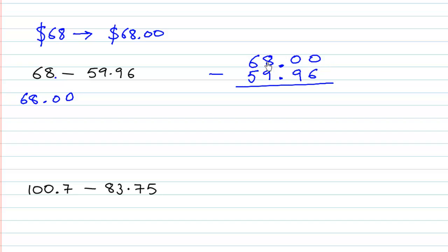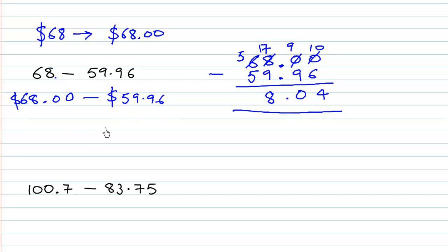So let us now subtract 68.00 and 59.96. So 0 minus 6 is not possible. So it will borrow from this 0, but this 0 will borrow from 8. This will become 7, this will become 9, and this shall become 10. So 10 minus 6 is 4, 9 minus 9 is 0, 7 minus 9 again not possible, this becomes 5, this becomes 17, and 17 minus 9 is 8. So the answer to this is 8.04. So it is like if you want to subtract $68 and $59.96, the answer to this will be $8.04.